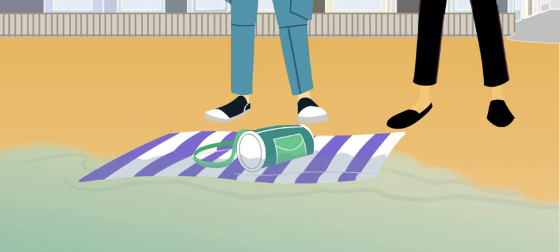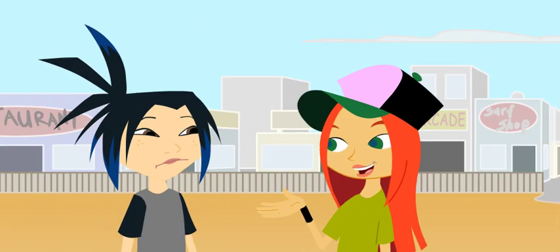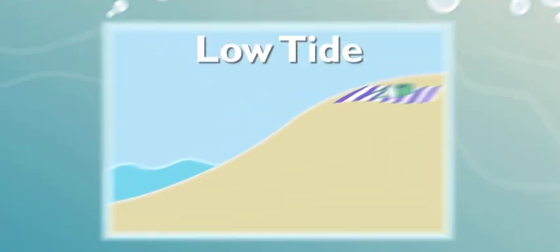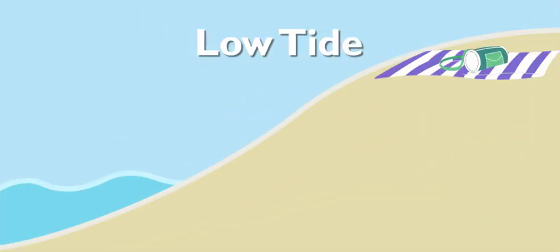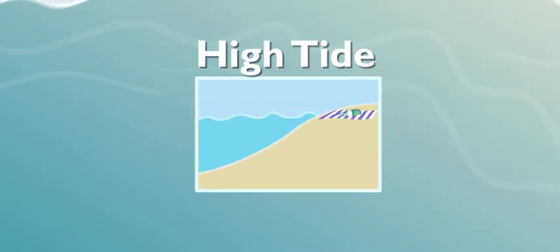Our stuff's soaked. Aw, the tide came in. The water was like 10 feet away. Well, it was low tide when we left, so the water level in the ocean was at its lowest point. Now it's high tide, so the water is at its highest point. It changes from low to high that fast?